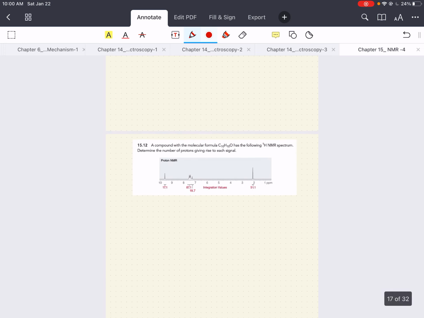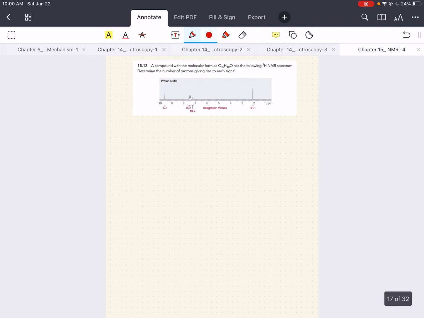All right, let's do one more for good measure. This compound has a molecular formula of C10H10O, and this is its hydrogen NMR spectrum. Determine the number of hydrogens that give rise to each signal. We're going to find our smallest number, 17.1, and divide all of them by 17.1. So if we divide this first one, we get 1. If we divide this next one, we get about 5. If we divide this third one, we get about 1. And if we divide this last one by 17.1, we get 3.